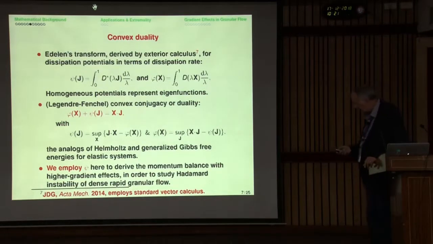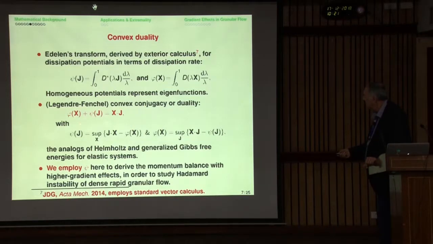Anyway, he derived these expressions that give the potentials in terms of the dissipation rates. He used the topological methods that are used to derive Poincaré's lemma. Once you know the answer, you can do it with standard vector calculus, as I showed in this article some years ago.